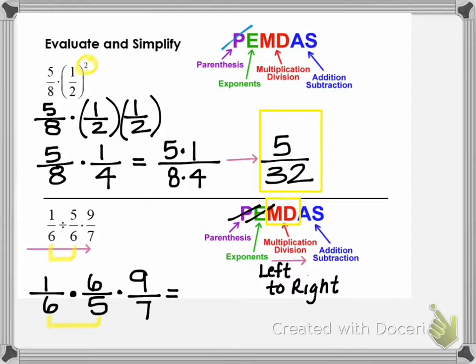But I am going to go from left to right because I see that they share a common factor of 6. So I can divide out the 6's and it just leaves a 1 behind. So basically now I just have 1/1 times 1/5, which is 1/5. And now I multiply that by 9/7. So 1 times 9 in the numerator is 9, and 5 times 7 in the denominator is 35. So my final answer is 9/35.